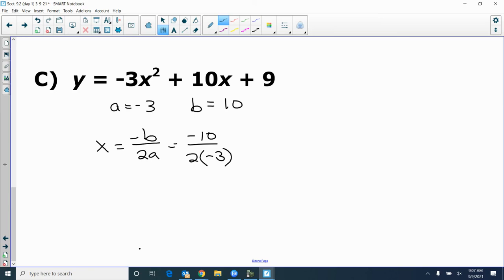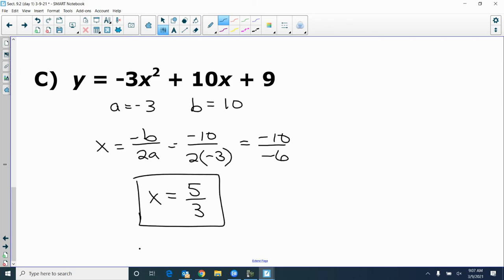All right, 2 times -3. So we get -10 over -6. All I said was reduce that. A negative divided by a negative, is that positive or negative? Negative divided by negative always has to be positive. What's 10 over 6 reduced to? Just leave it as an improper fraction. It's fine because 2 will go into 10, 2 will go into 6: 5/3. That should be your answer. All right, 5/3. x equals.